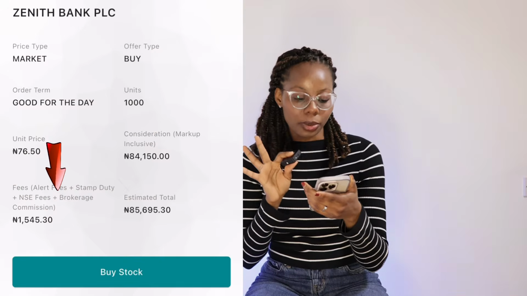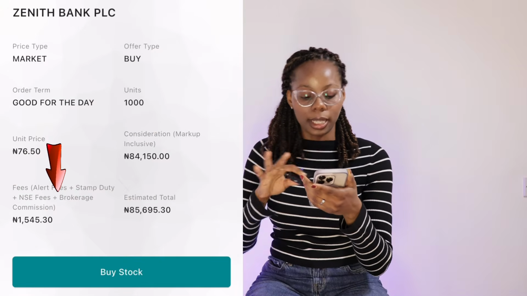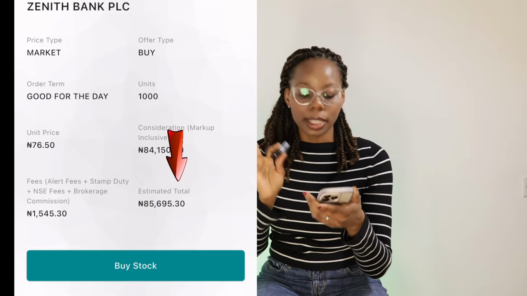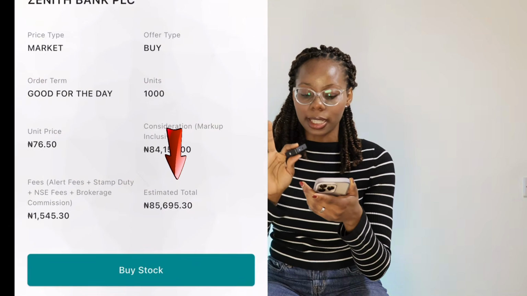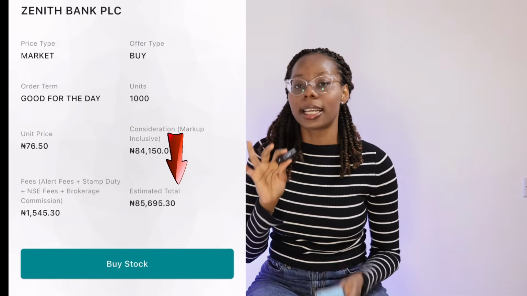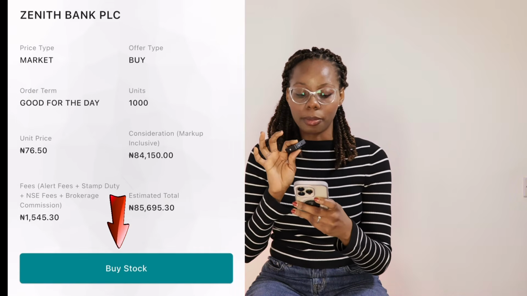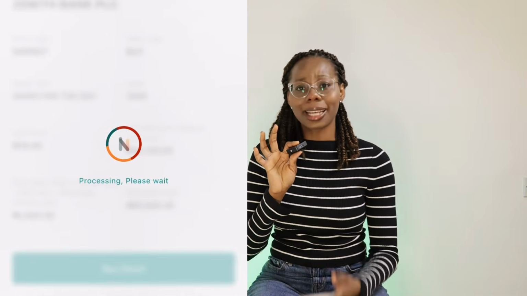Then we can see the fees, which include alert, stamp duty, NSE fees, and brokerage commission, and then we have an estimated total of 85,695 naira 30 kobo. So what we need to do now is to click on buy stock. And that's it. That is it. You are a stock owner. Or should I say, you're a shareholder of Zenith Bank.